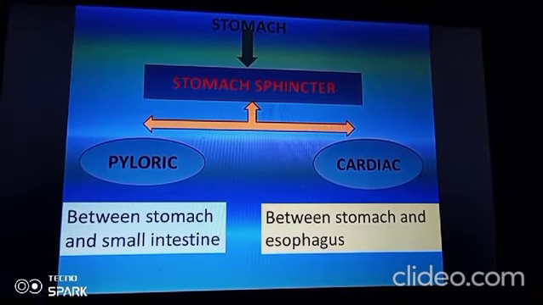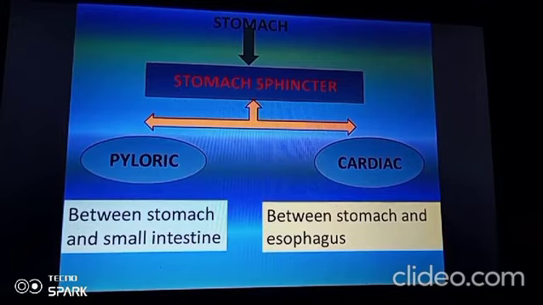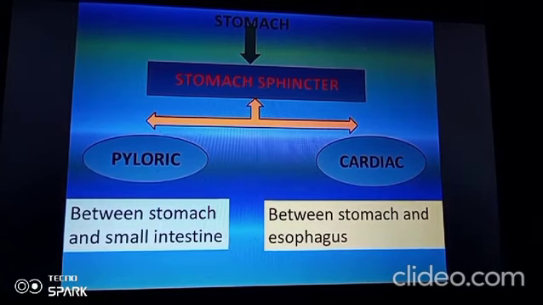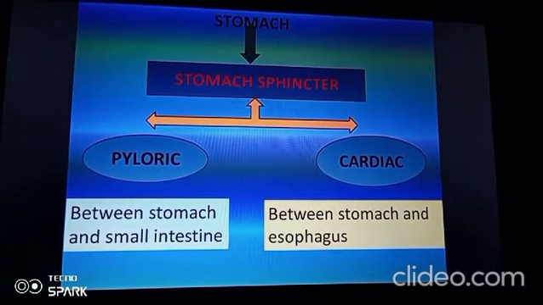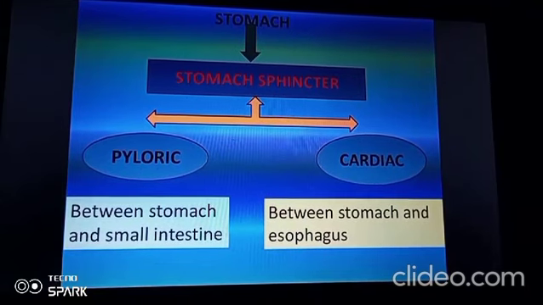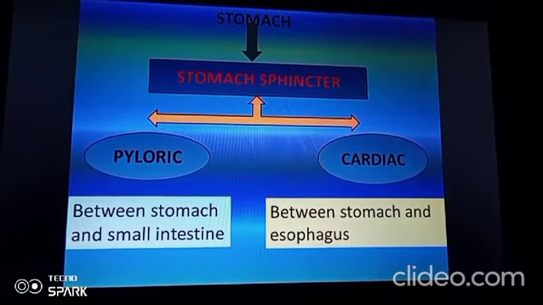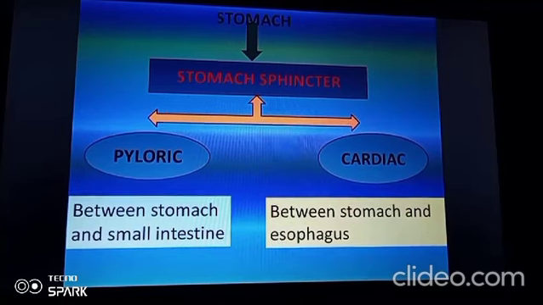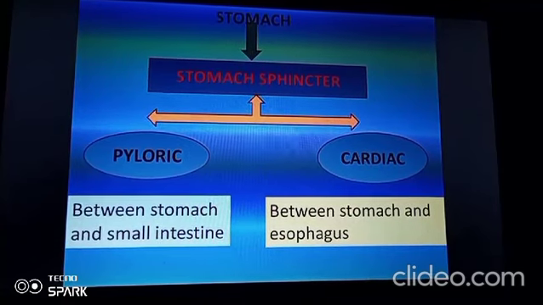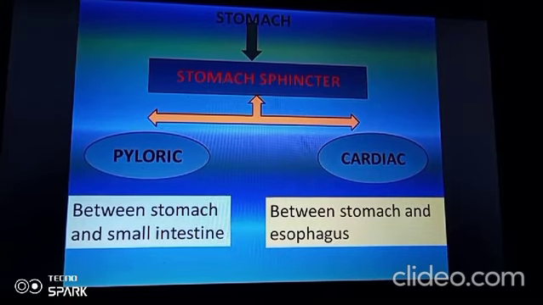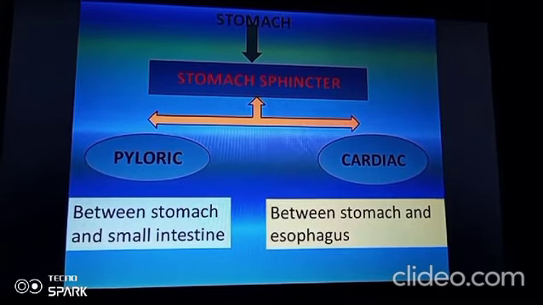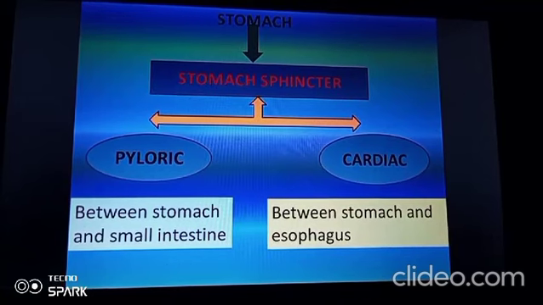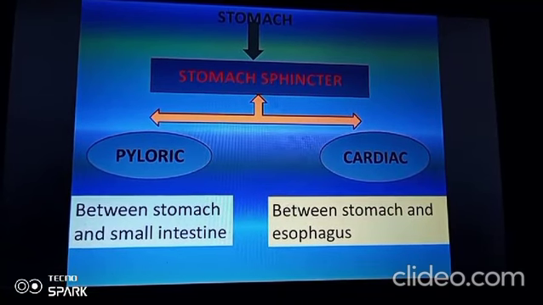The stomach has sphincters. You can understand the word sphincter as a gateway, a gate-like structure. The names are pyloric sphincter and cardiac sphincter. The pyloric sphincter is present between the stomach and the small intestine, at the lower part of the stomach. And the cardiac sphincter is present between the stomach and the esophagus, at the upper part of the stomach, where the stomach and the esophagus attach.